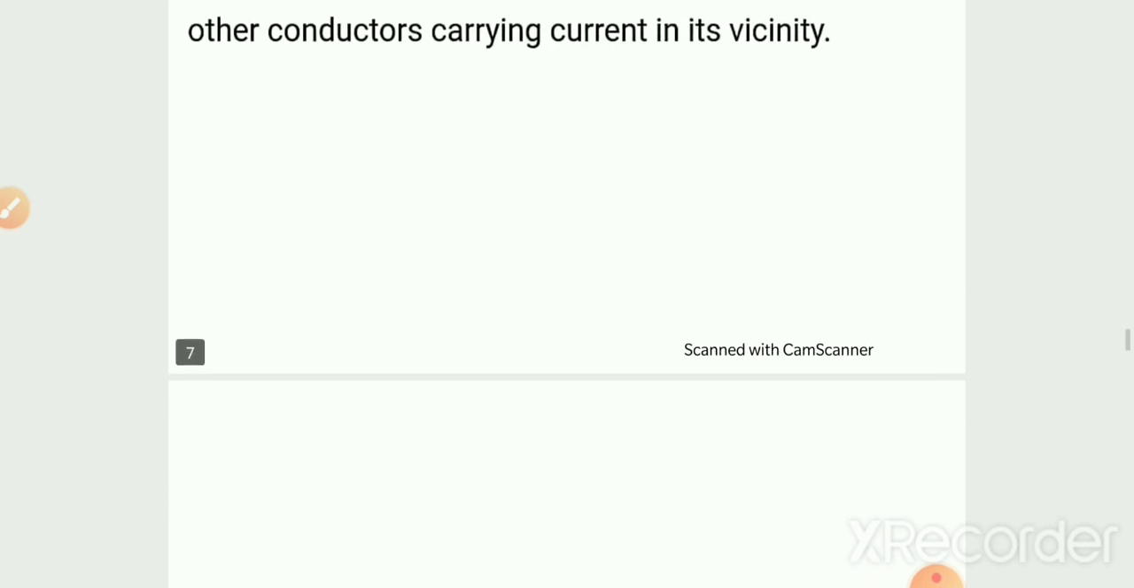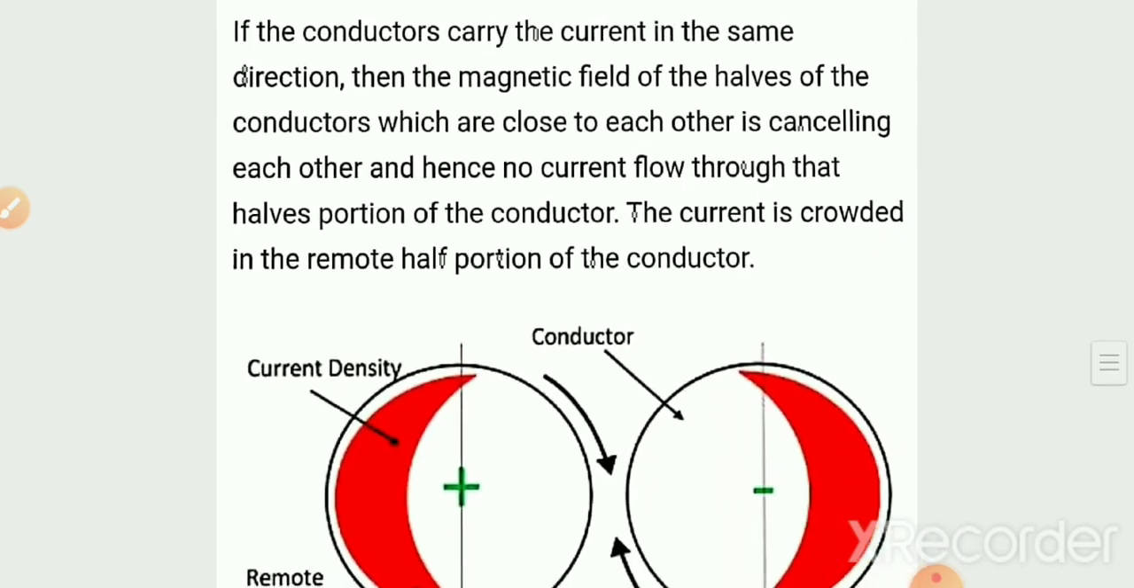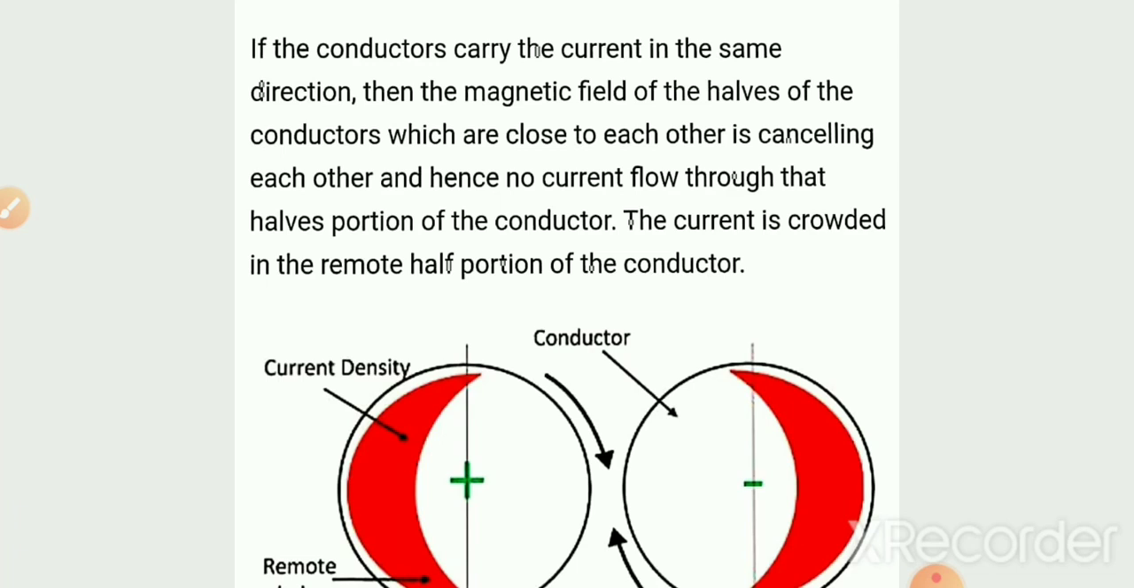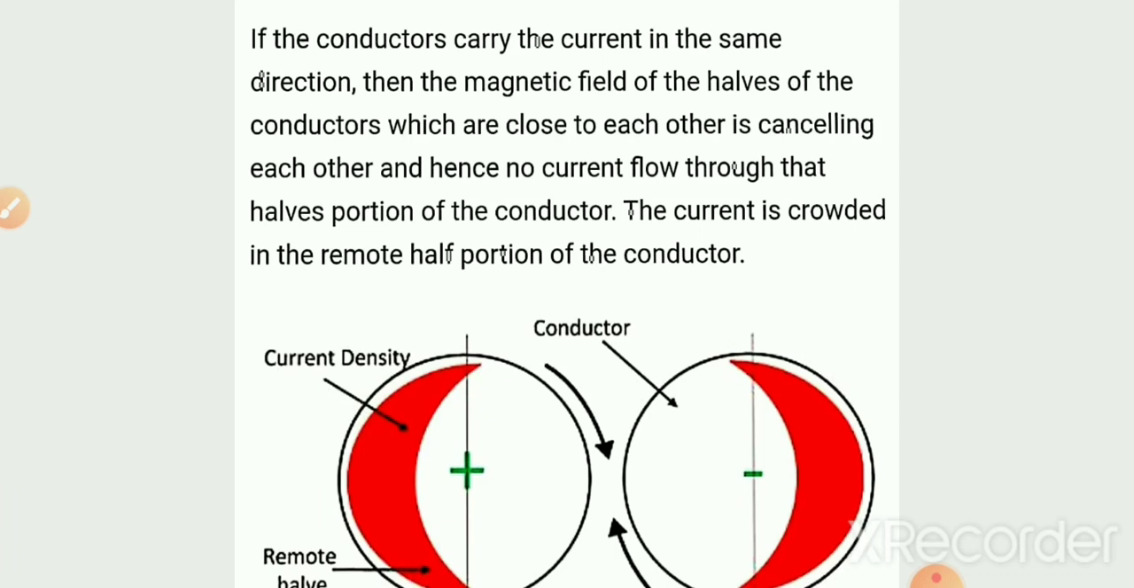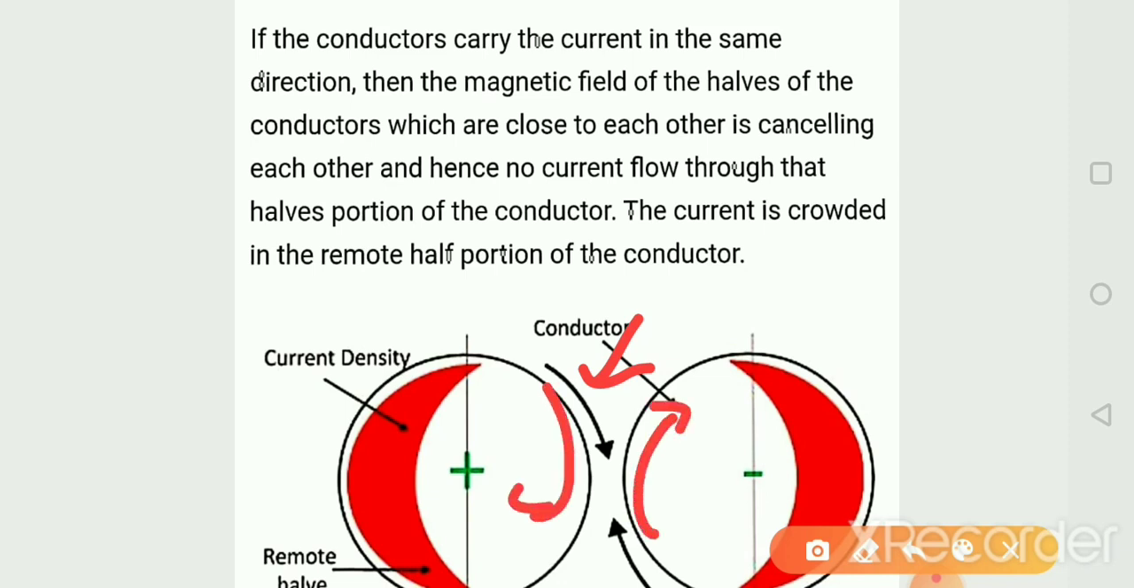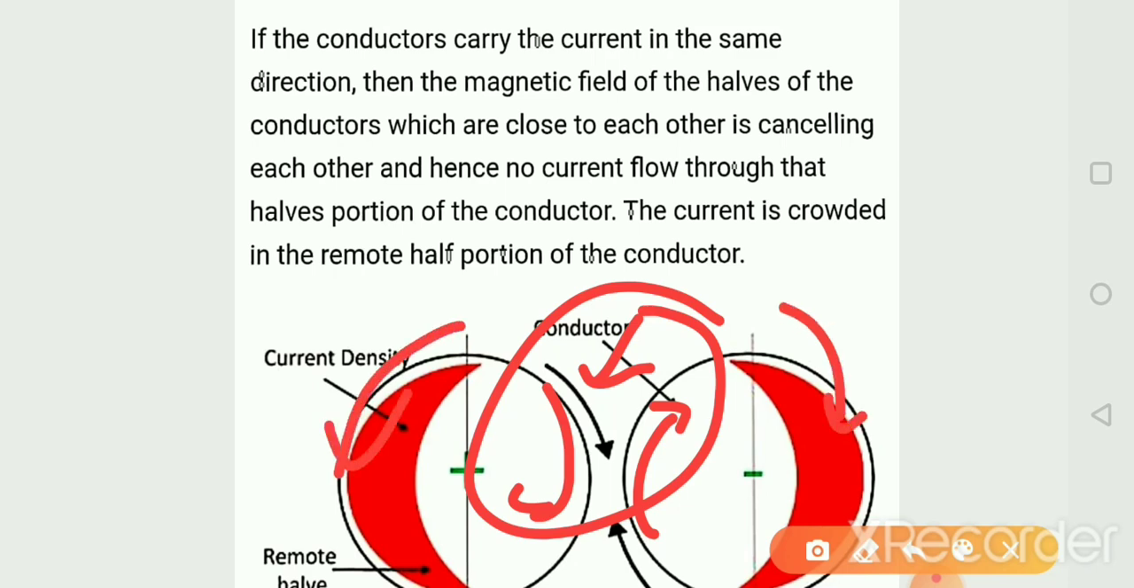If we see in this figure, if the conductors carry current in the same direction, then the magnetic fields of the halves of the conductors which are close to each other cancel each other, and hence no current flows through that half of the portion, and the current flows only through this side.